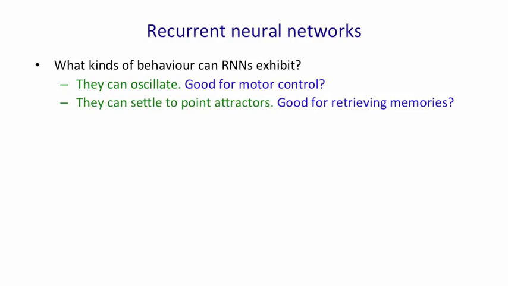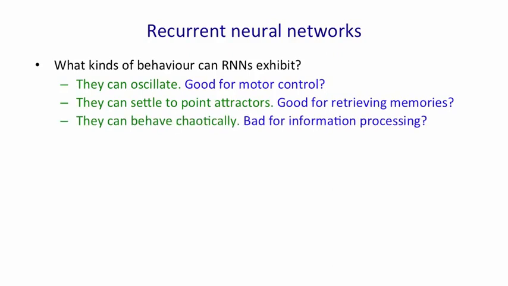And later on in the course, we'll look at Hopfield nets, where they use the settling to point attractors to store memories. So the idea is you have a sort of rough idea of what you're trying to retrieve. You then let the system settle down to a stable point, and those stable points correspond to the things you know about, and so by settling to that stable point you retrieve a memory.